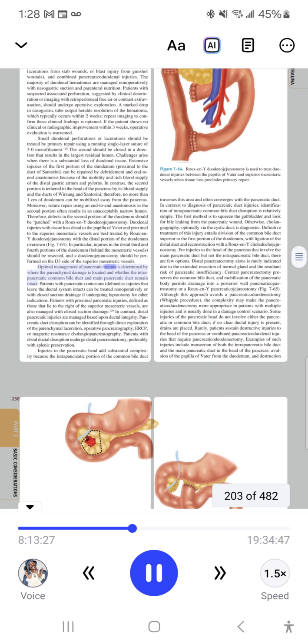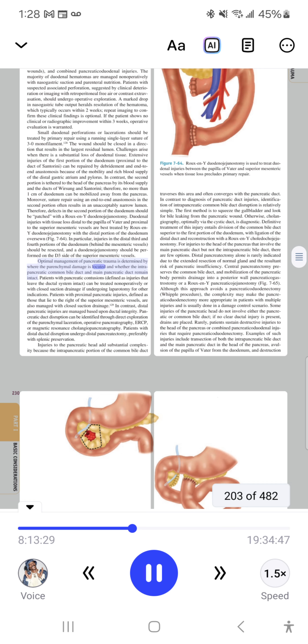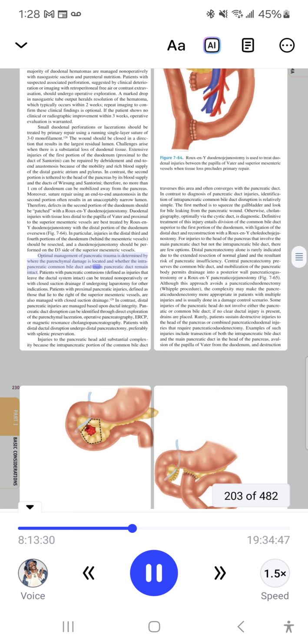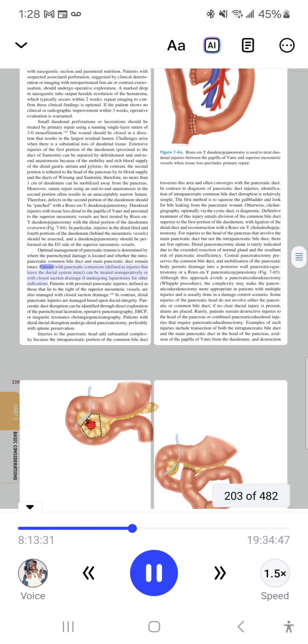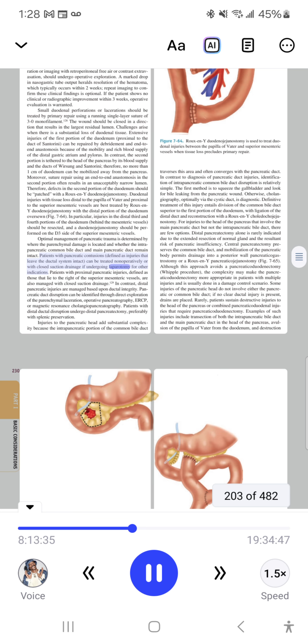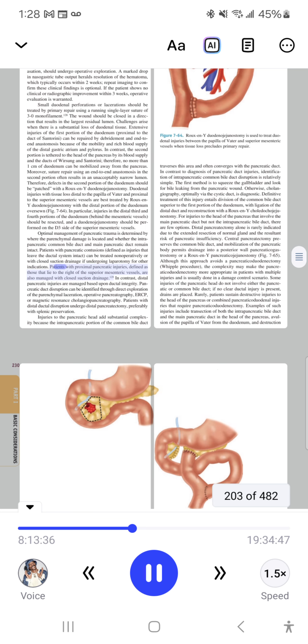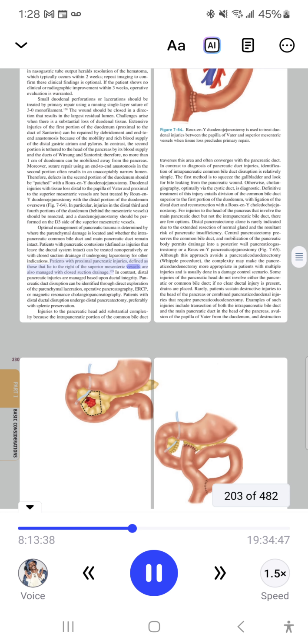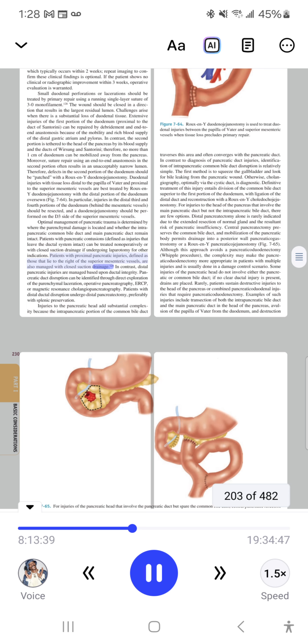Optimal management of pancreatic trauma is determined by where the parenchymal damage is located and whether the intrapancreatic common bile duct and main pancreatic duct remain intact. Patients with pancreatic contusions, defined as injuries that leave the ductal system intact, can be treated non-operatively or with closed suction drainage if undergoing laparotomy for other indications. Patients with proximal pancreatic injuries, defined as those that lie to the right of the superior mesenteric vessels, are also managed with closed suction drainage.